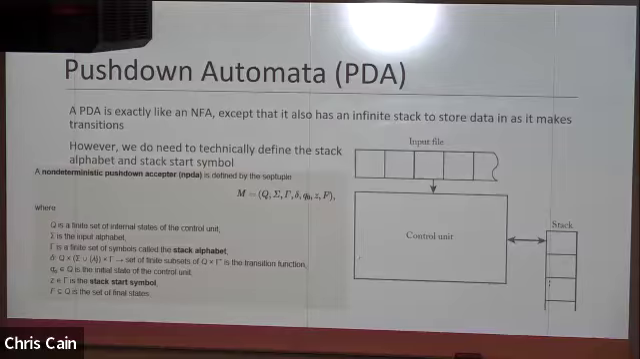Exactly like the DFA, instead of just having an input file and a control unit, we now have an infinite stack that it can read from and write to as it reads through the input file. And it turns out that this single change allows us to map onto all context-free languages. This is all we need to be able to come up with a state machine representation.